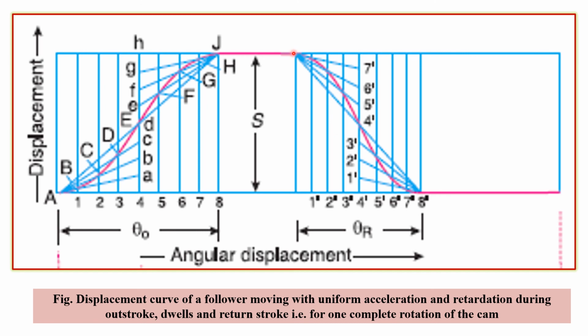This particular left top corner is joined with the 7 dash point, and its intercept on the first line is taken. Then the line obtained by this corner with the 6 dash, its intercept on the second ordinate is chosen. Likewise on the third ordinate, likewise on the central ordinate, and we continue to get this line, the pink color line, and this is nothing but the return of the follower during the return stroke angle of the cam. And then there is no lift imparted to the follower, so this is going to be the second dwell period.